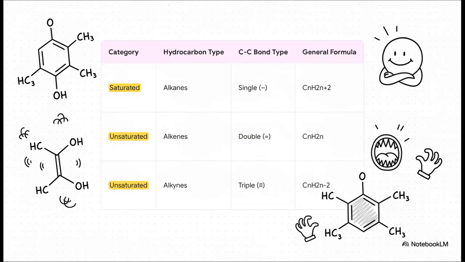Hydrocarbons basically come in two main types. You've got your saturated and your unsaturated. Now, the saturated ones, those are the alkanes. They only have single carbon-carbon bonds. Think of them as completely full and satisfied. But the unsaturated ones, the alkenes and alkynes, they are hungry. They're hungry for more bonds, which is why they have double or even triple bonds. And you can see it right there in their general formulas. They have fewer hydrogen atoms because of those extra bonds.